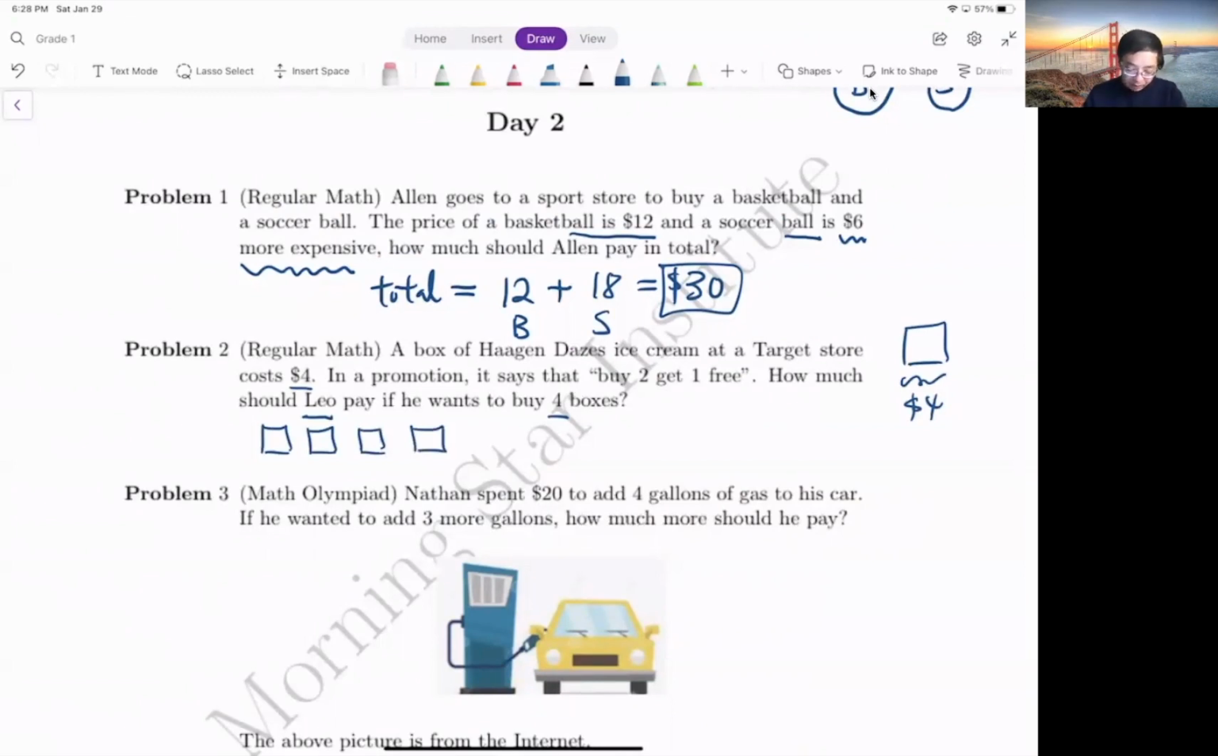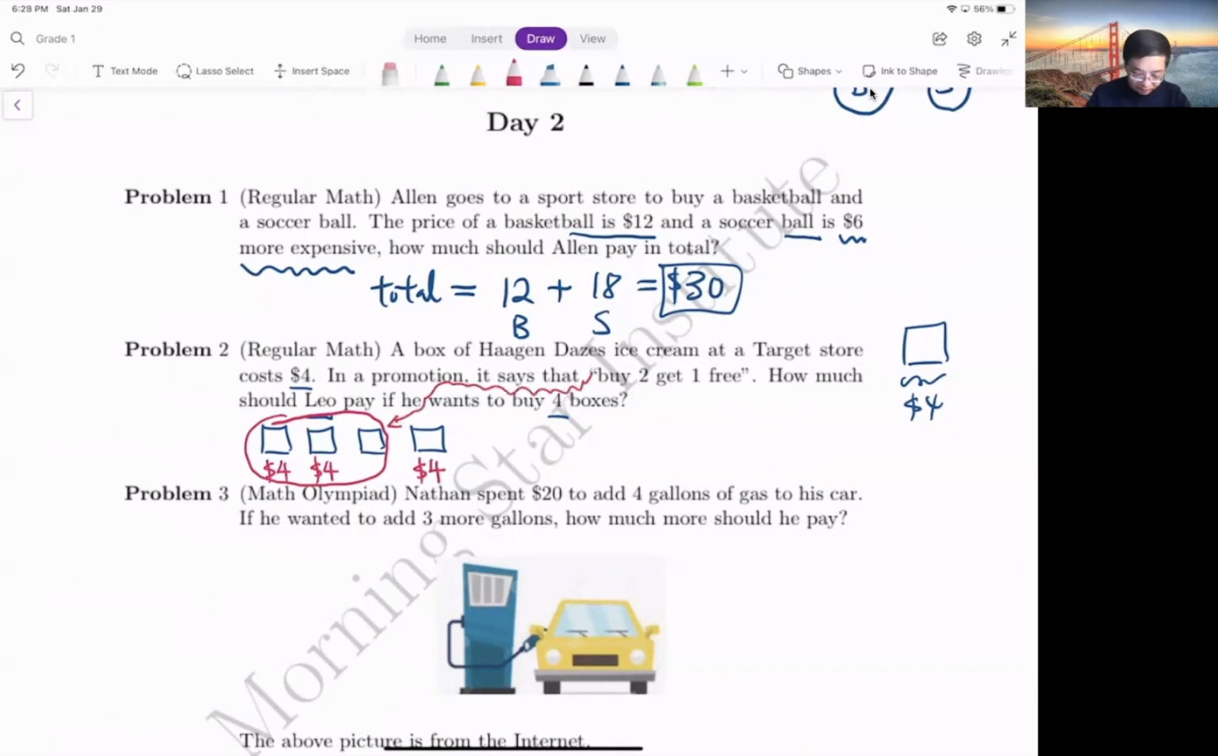Obviously he should utilize the promotion to save money. The promotion says if you buy 2, so I buy 1 here, I buy another 1 here, then you can get 1 for free. So this one you just get for free. That means you don't need to pay for it. Buy 2, get 1 free. And then of course you need 1 more, so you get another 4. So this is used buy 2, get 1 free.